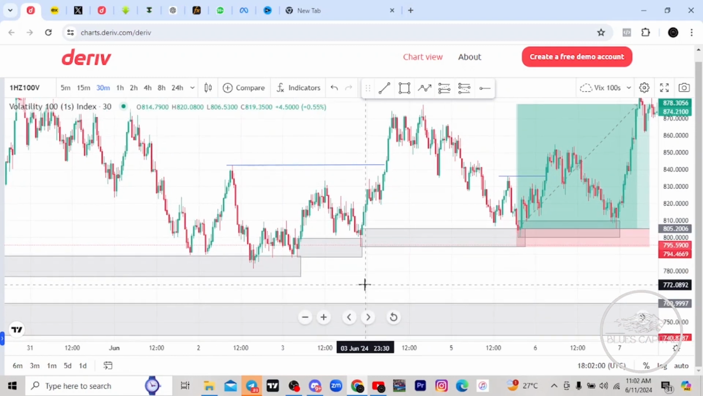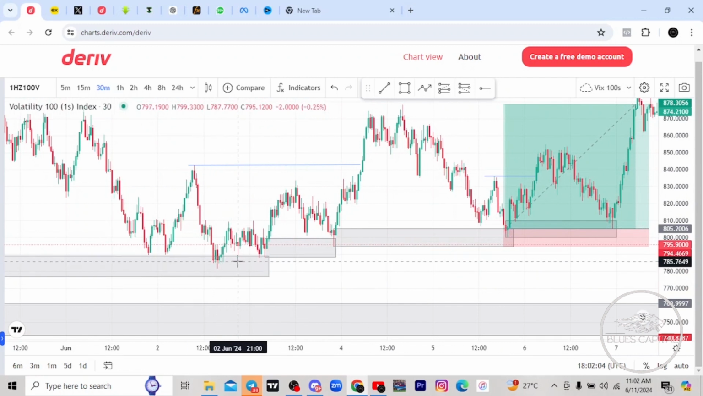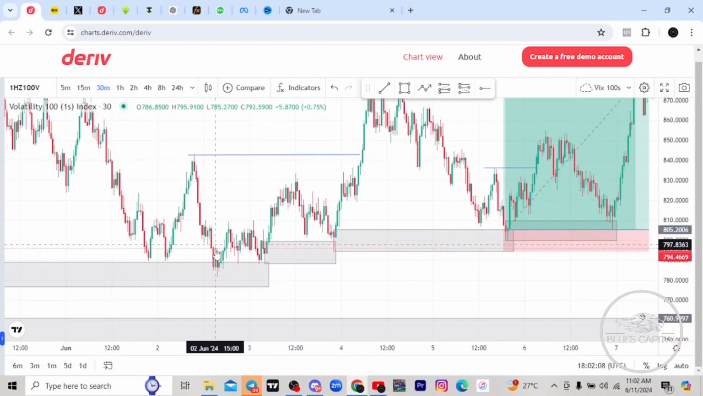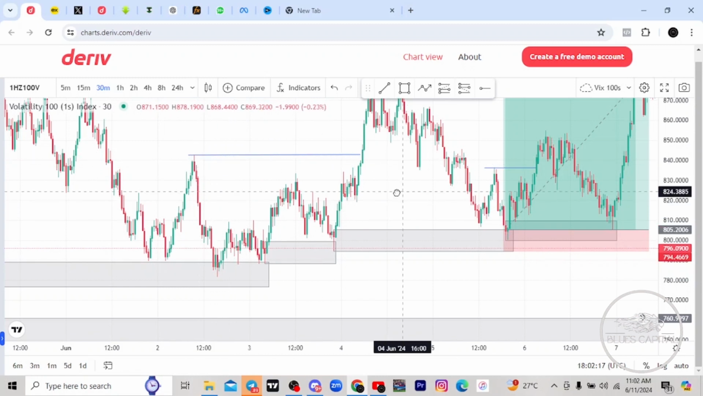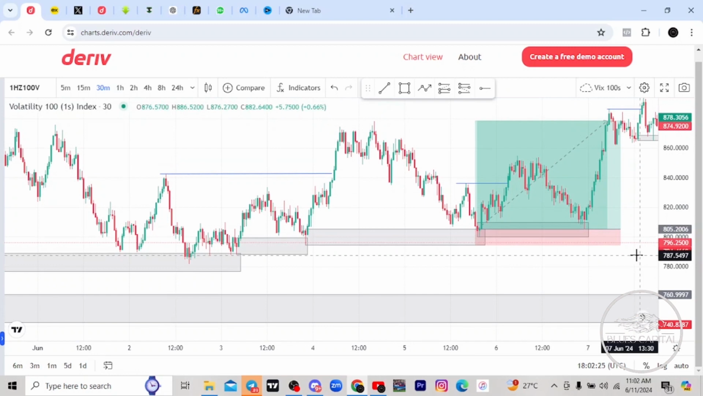I waited for a confirmation entry. Inside this trade, after the mitigation of this demand zone, the market just pushed up, showing the market is bullish after the mitigation of this demand zone, and it has taken these highs. Then I waited for a retracement. The retracement was from this zone. So this is the demand zone that I looked out for, the newly created demand zone.